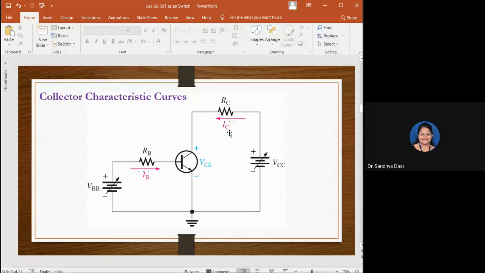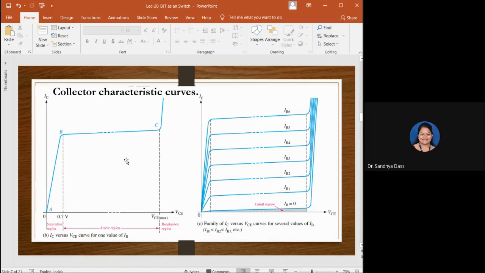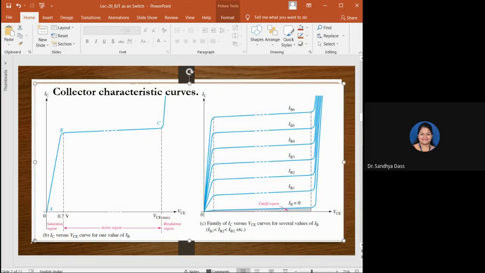So this collector current depends on the voltage across the collector and emitter as well, right? So if we are doing this, we are getting different values of the collector current, and if we plot that, it is nothing but the collector characteristic curve. So typically the collector characteristic curve will look like this. I hope it is clearly visible.